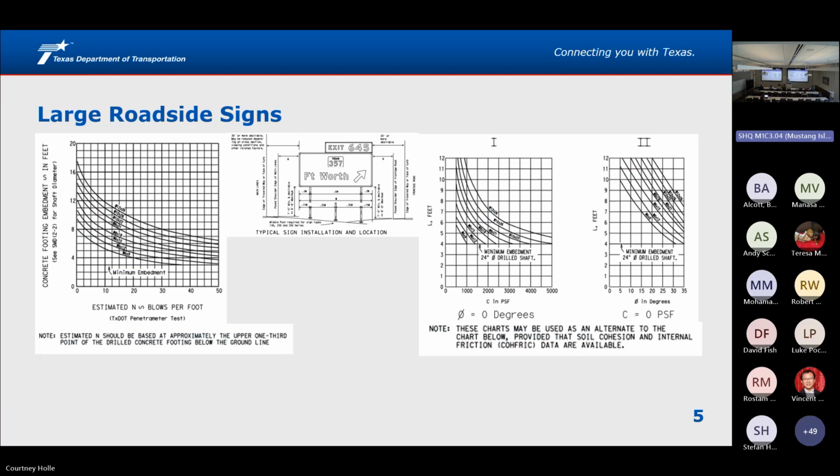You may recognize some of these, and I apologize, some of these are pretty small. But for large roadside signs, it's based on pole size, which is determined from the other portions of the standard. This one has, as I mentioned on the previous slide, both N_TCP, which is on the left side of the screen, curves based on TCP values, but also on the other side of the screen, curves based on C and phi values. So if you've got laboratory test data, those can be used for this as well.